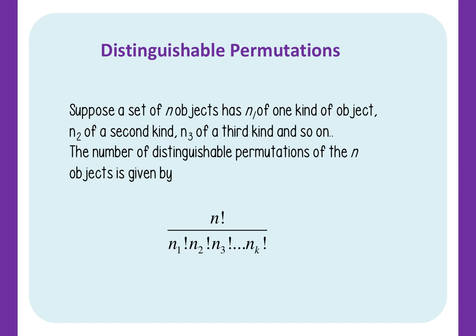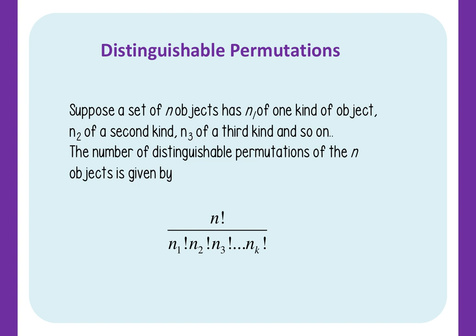All right. The last one is called distinguishable permutations. Nope, sorry, second to last thing, because we're still going to talk about combinations. Suppose a set of n objects has n1 of one kind of object and n2 of a second kind of object and n3 of a third kind of object and so on. The number of distinguishable permutations of the n objects is given by n factorial over n1 factorial, n2 factorial, n3 factorial. And what this means is for everything that has a repeated term.